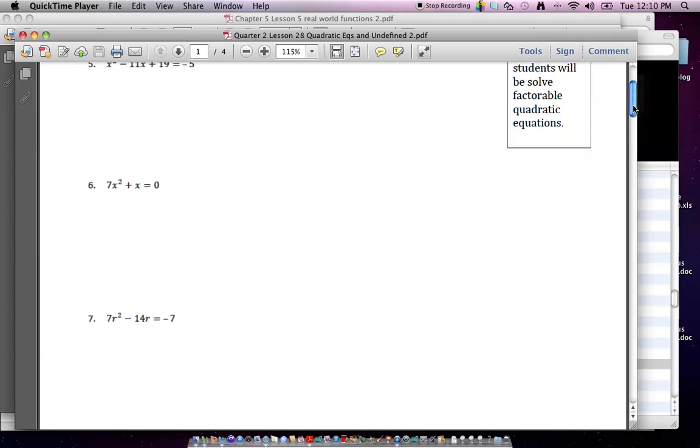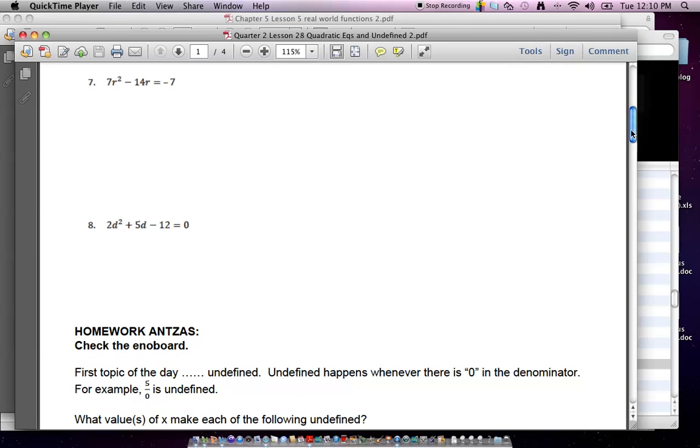7r squared minus 14r equals negative 7. And this is a great question to go over. What's the first step I need to do, everybody? Get the 7. Add 7 to both sides, because we want it to be quadratic, we want everything on one side. 7r squared minus 14r plus 7 equals 0.